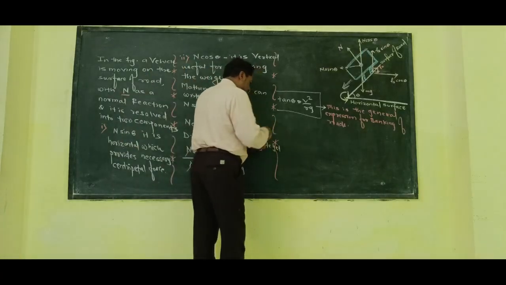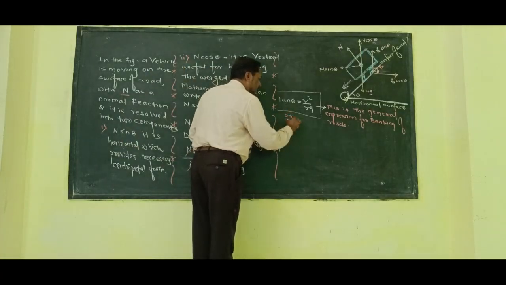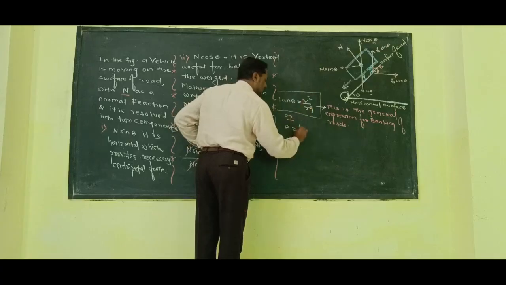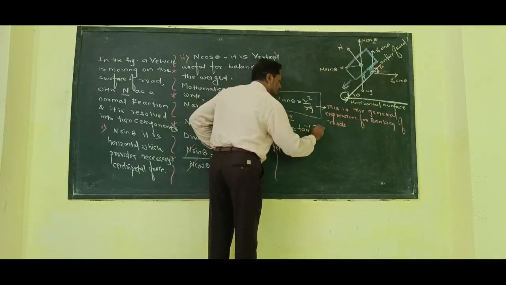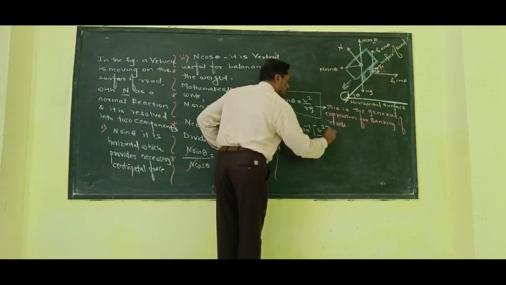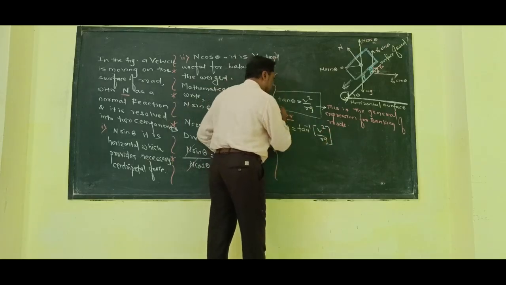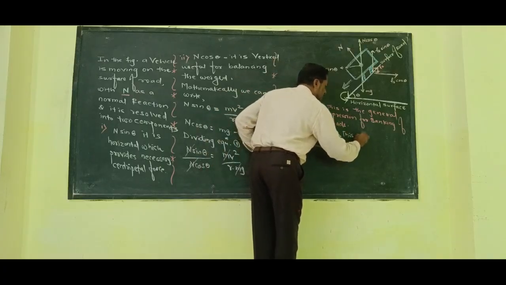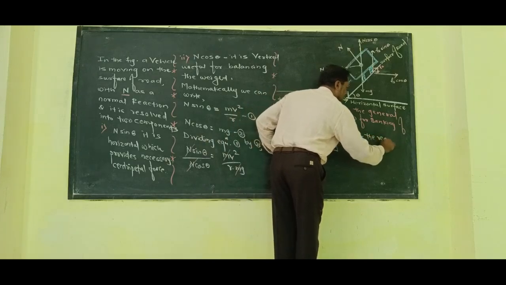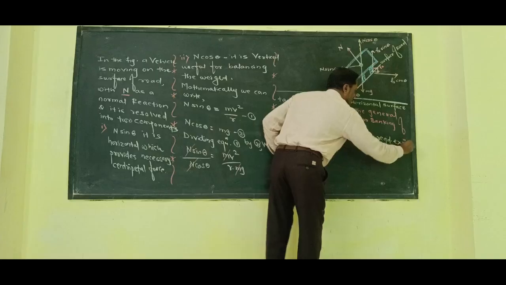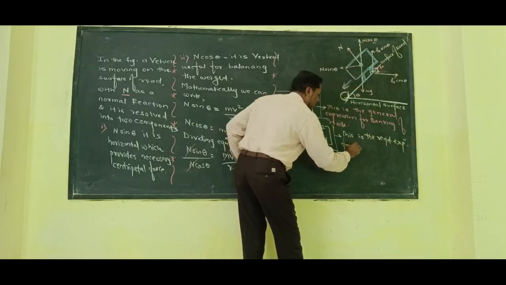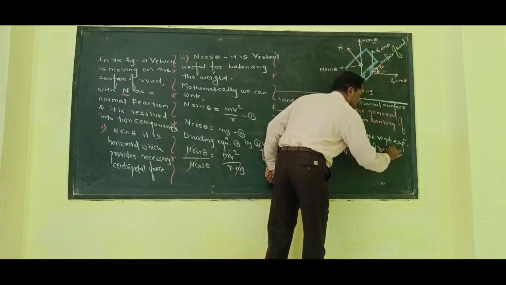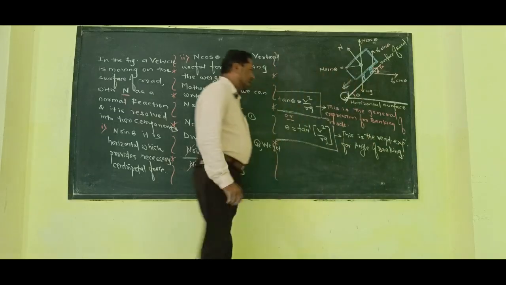Or it can also be written as theta is equal to, when tan goes to that side, it becomes tan inverse of v square upon rg. And this is the required expression for angle of banking.